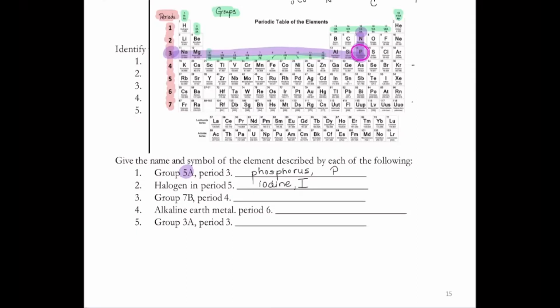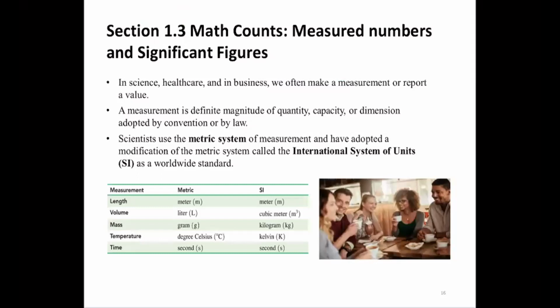So let's continue talking about the concepts of chapter 1. And now we are going to move on to understand math concepts when it comes to measurements in chemistry. So in section 1.3 in your textbook, we are going to talk about what is a measured number and what is a significant figure. As you can see in the slide, in science, in healthcare, in business, we often have a measurement, or we report a value.